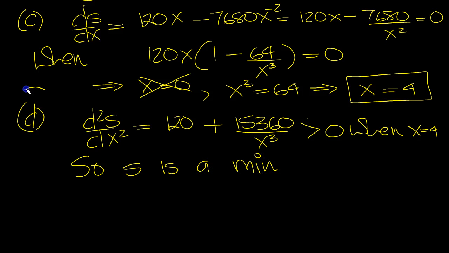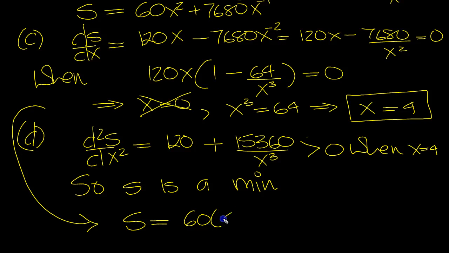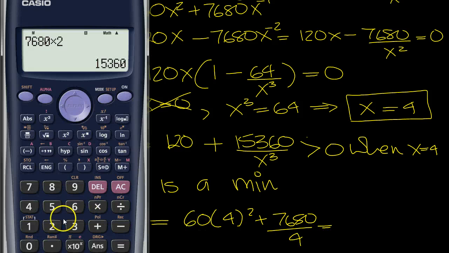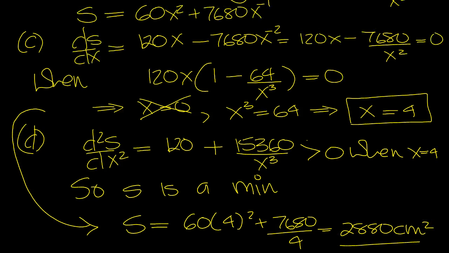We needed to work out the minimum value. S is equal to, when x is 4, 60x squared plus 7680 over 4. 60 times 16, or times 4 squared, plus 7680 divided by 4. 2880 centimeters squared is the surface area that's a minimum.